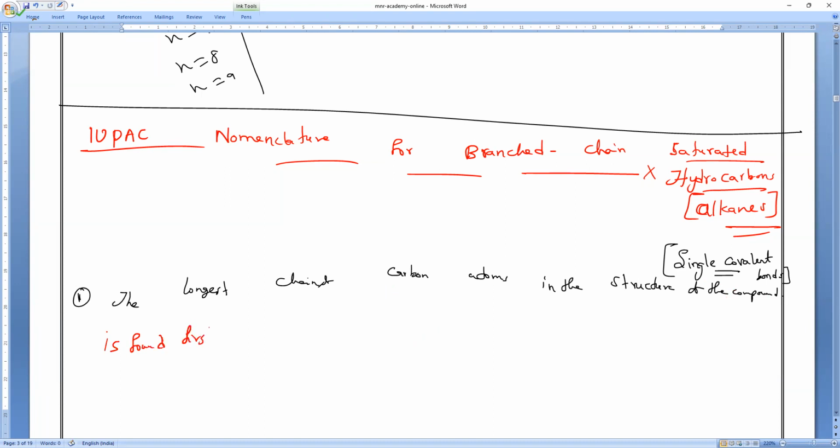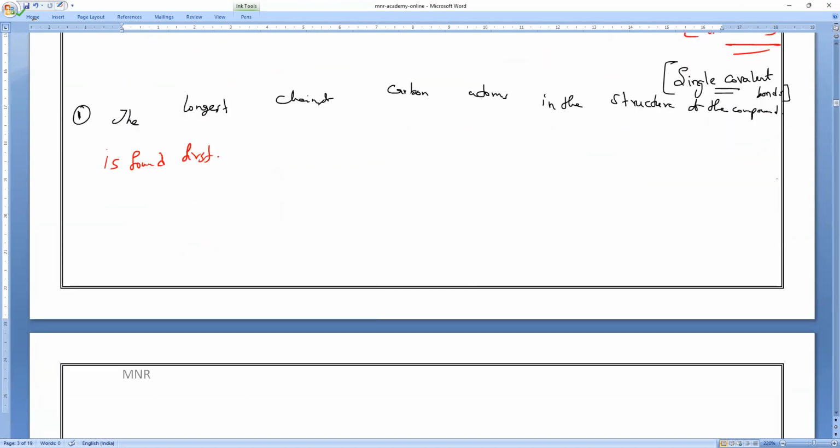You need to find the longest straight chain of carbons. That is most important, not the branched one. What is the longest chain of carbon atoms in the given compound? That is the first thing you have to find. Next, the compound is named as a derivative of the alkane hydrocarbon corresponding to the longest chain of carbons, which we call, please remember, the parent hydrocarbon.